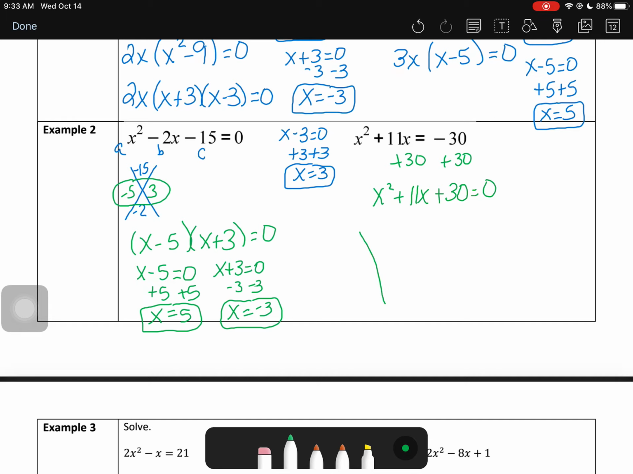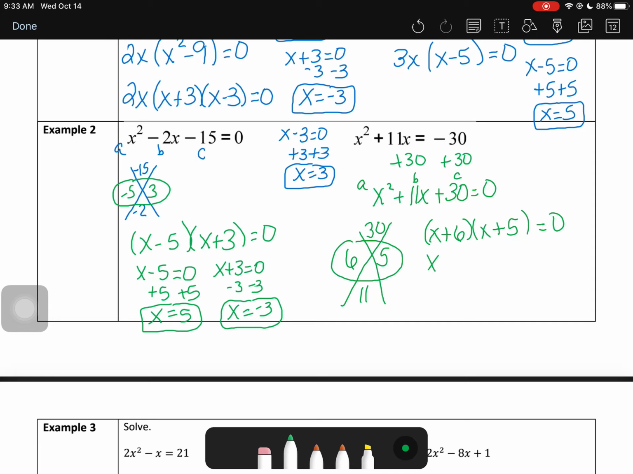Then we're going to make our x, and we have our a, our b, and our c. A times c in the top is 30. Our b is 11. It goes in the bottom. What two numbers multiply to be 30, but add up to be 11? So that would be 6 and 5. And since the leading coefficient is 1, we can put those right away and create our factors.